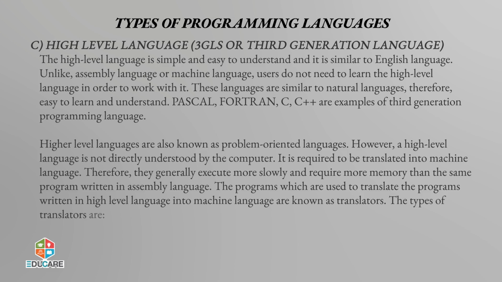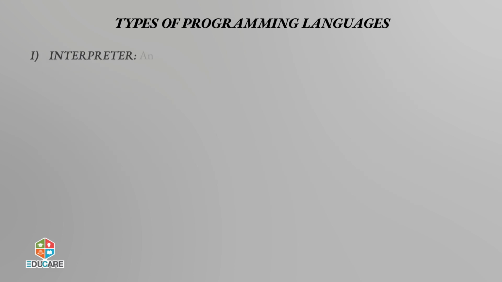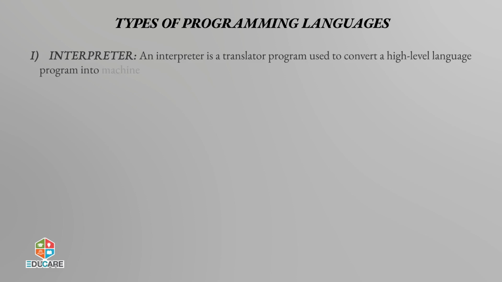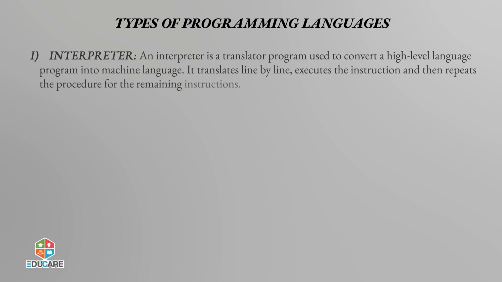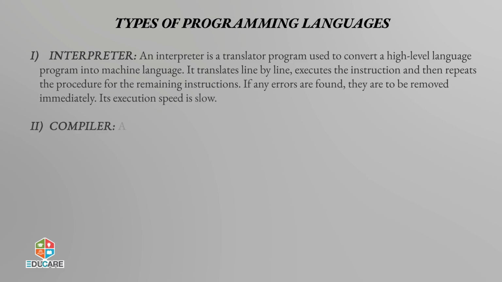The types of translators are interpreter. An interpreter is a translator program used to convert a high-level language program into machine language. It translates line by line, executes the instruction, and then repeats the procedure for the remaining instructions. If any errors are found, they are to be removed immediately. Its execution speed is slow.